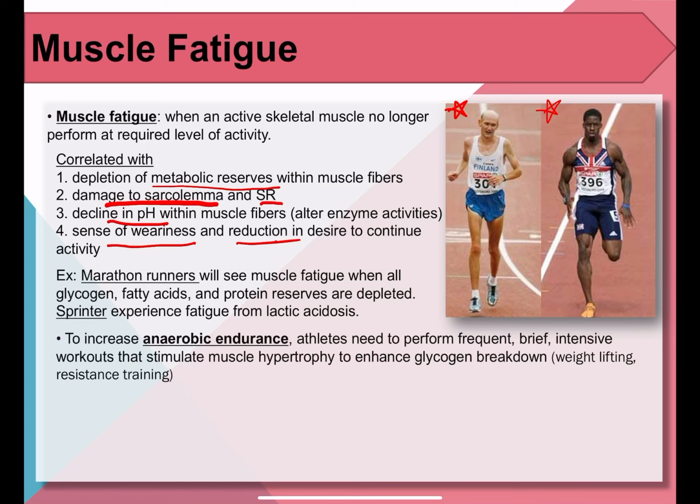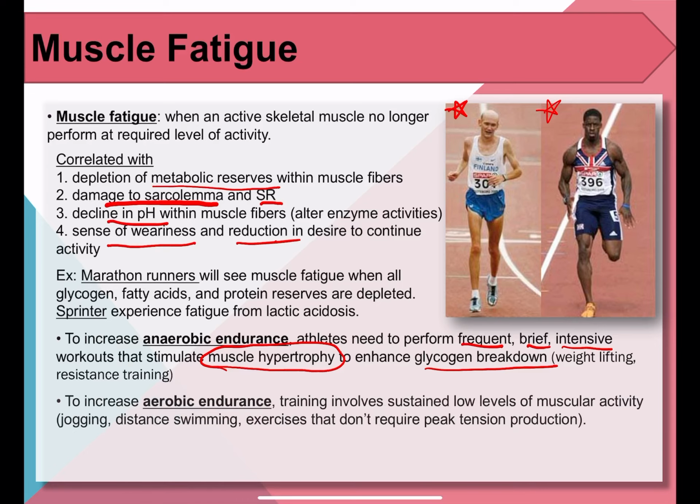For example, if one tends to increase anaerobic endurance, as in power sprinting, athletes will need to perform frequent, brief, intensive workouts that stimulate muscle hypertrophy and enhance glycogen breakdown, okay, such as weightlifting, resistance training, and all that stuff to build bigger, larger muscles.